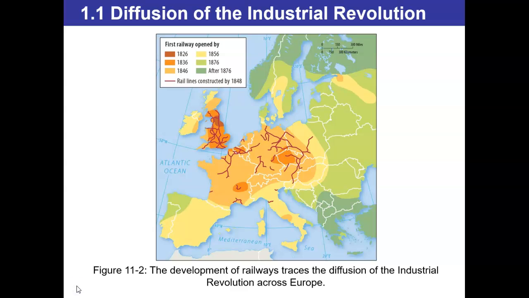Take a look at the map in Figure 11-2. The development of railways traces the diffusion of the Industrial Revolution across Europe. As the Industrial Revolution spread, you can also see that it was made possible through the construction of different railroads. You can check out the different years in which railroads expanded.